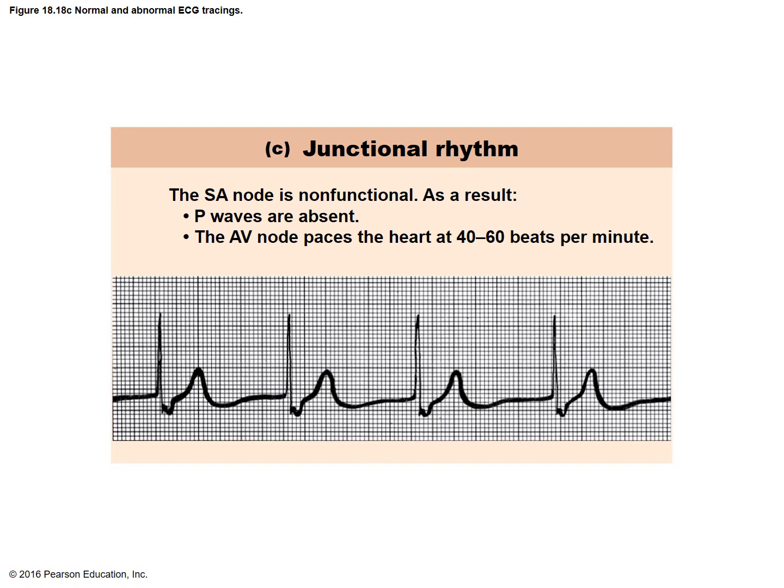Junctional rhythm, in this case, SA node is non-functional. Because of that, you can look and see that there is no P wave. And so the AV node is pacing the heart at about 40 to 60 beats per minute. And obviously, as compared to the previous one, the pattern is not the same.